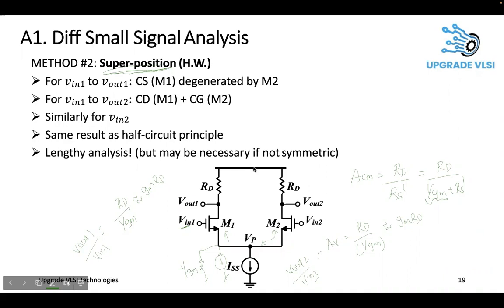In the earlier case, we looked at symmetric circuits. We assumed this is a ground, and because of that the gain will be GMRD. With this method, you are not going to use the concept of virtual ground. Instead, you are going to solve using the superposition one by one.